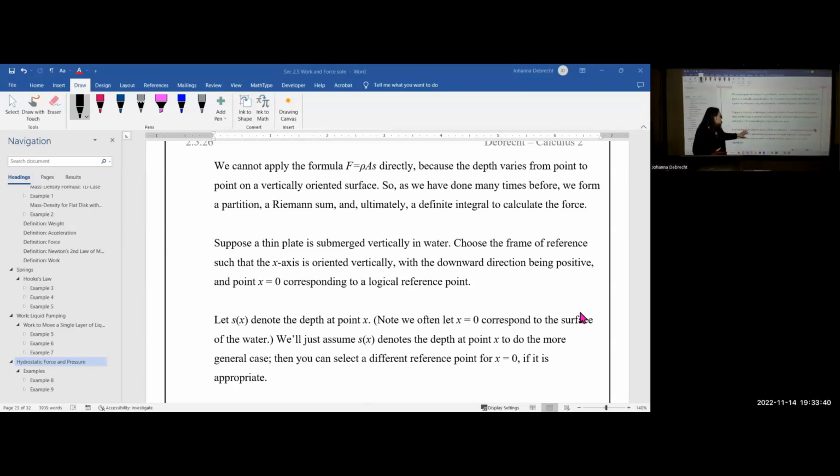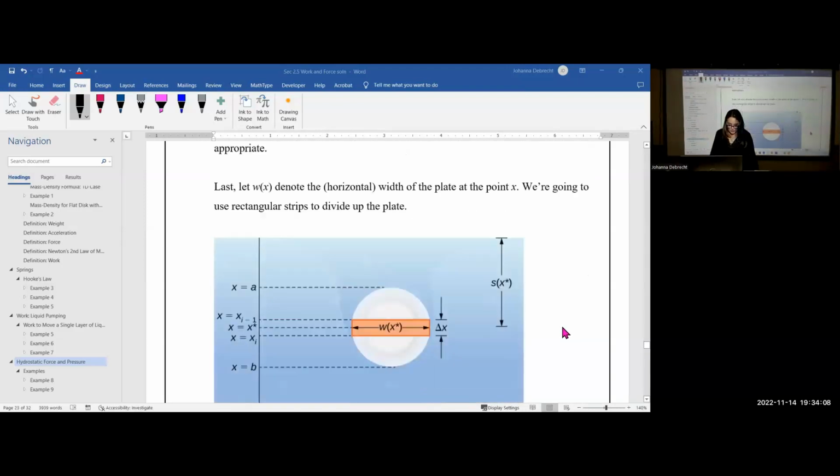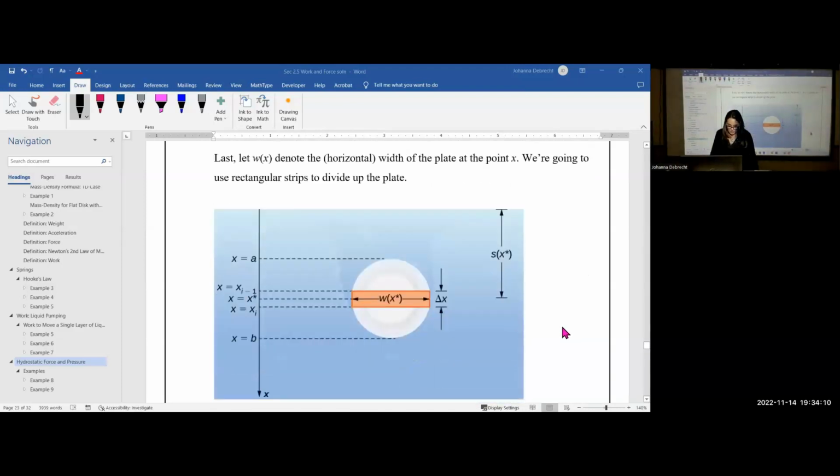Now, S of x is going to be the depth at point x. Now, we often let x equals 0 correspond to the surface of the water. And so in many cases, S of x and x are actually the same thing, but not always. All right, we're going to do the more general case where S of x denotes the depth at point x, and we're going to derive the formula so that you can choose a different reference point for x equals 0 if it's more appropriate.